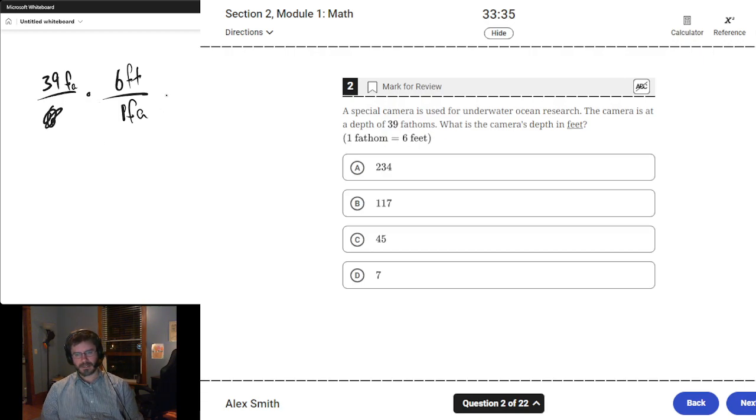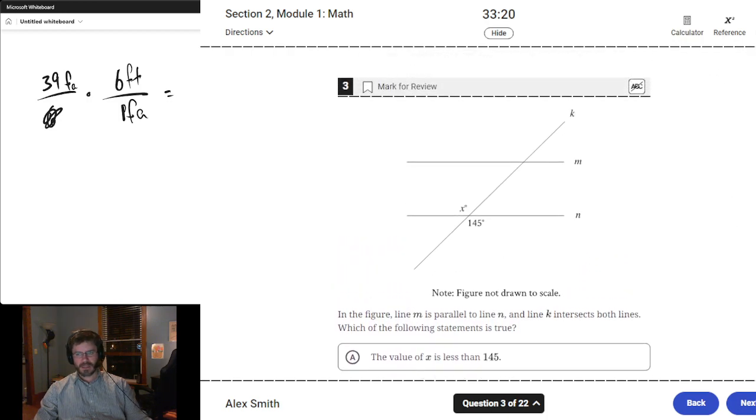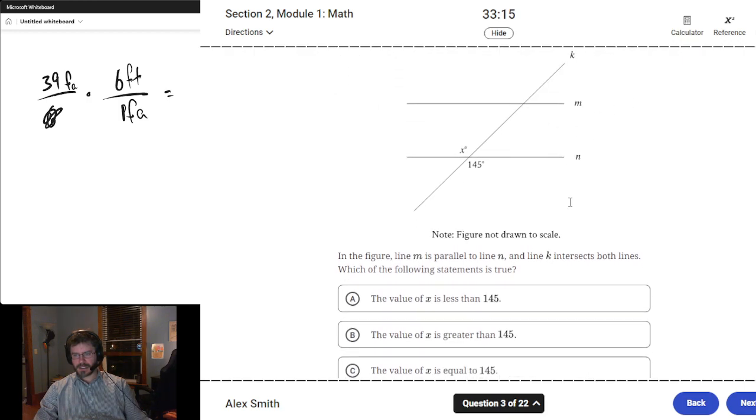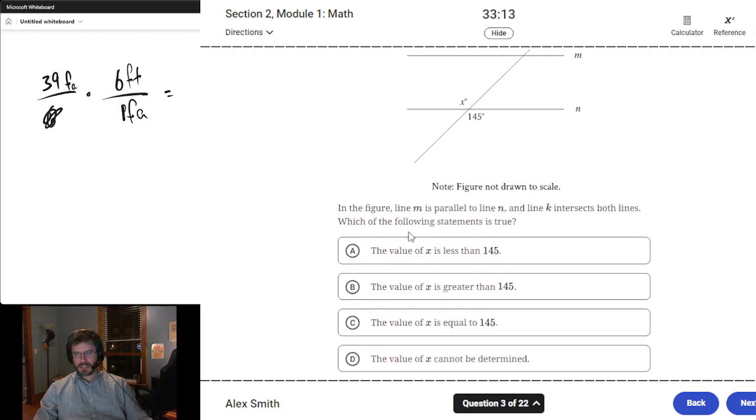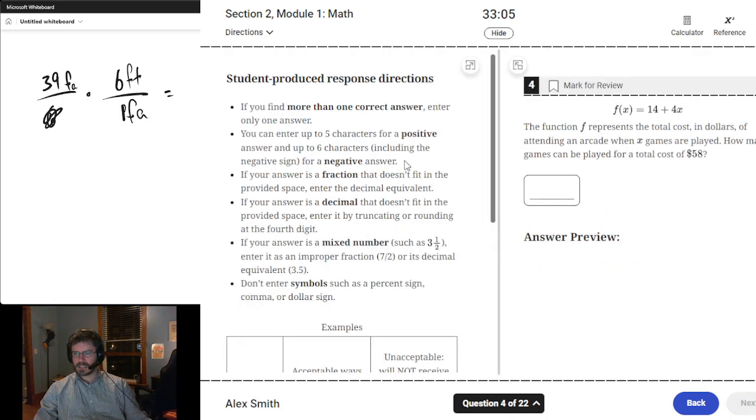39 fathoms times 6 feet per fathom, so that's 39 times 6, which is going to be 180 plus 54. So that's going to be 234. Don't even have to do the addition because that's the only one that's close. All right, we have our first geometry thing. It's lines and triangles category. Which of the following statements is true? That's all there is to it. Okay, so x is 145. Equal to 145. It's vertical angles.